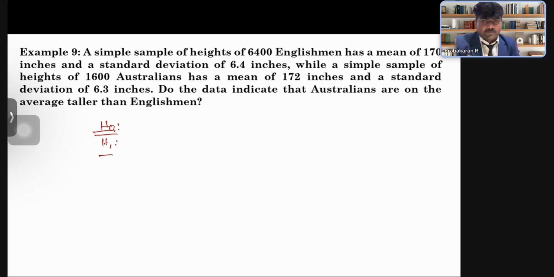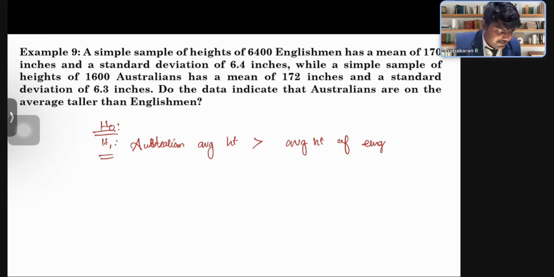This is how we can fix the hypothesis. H naught is always in the positive sense: there is no significant difference, both are same. But H1 is the specific case: the average height of Australians is taller than the average height of Englishmen. This is how we can write it in terms of wording. H naught is, there is no significant difference between mean height of Australians and Englishmen.